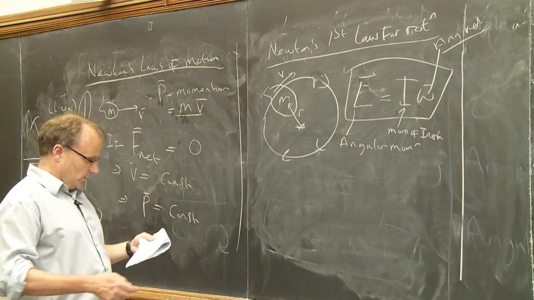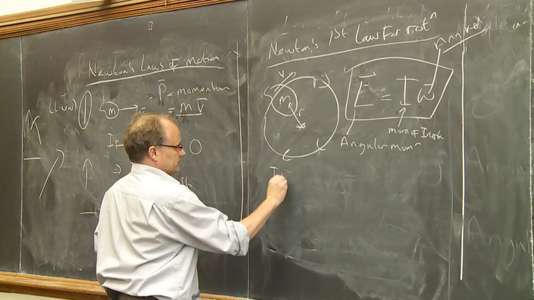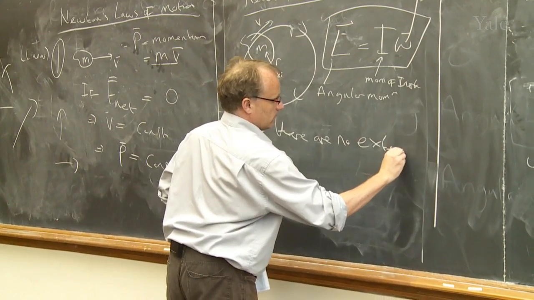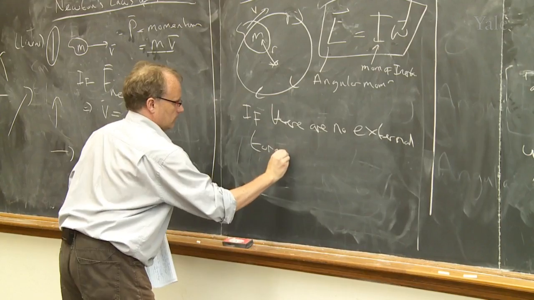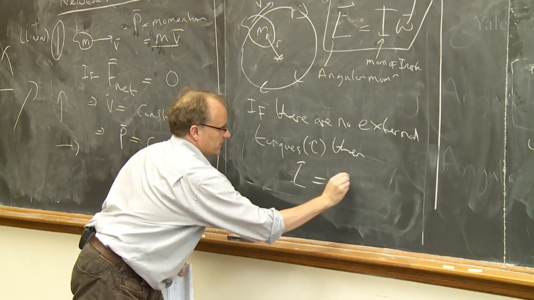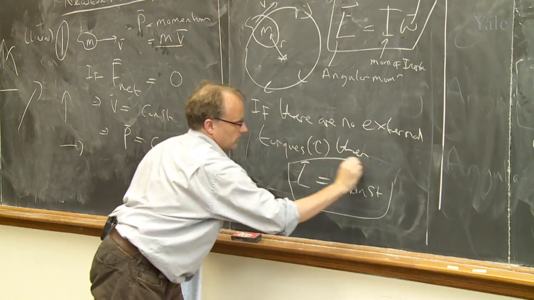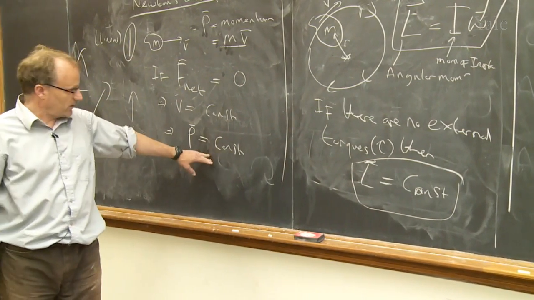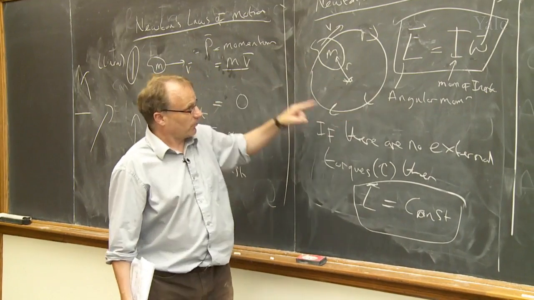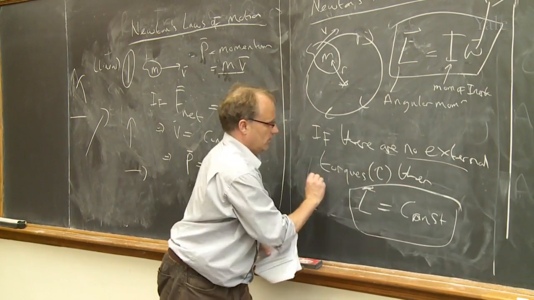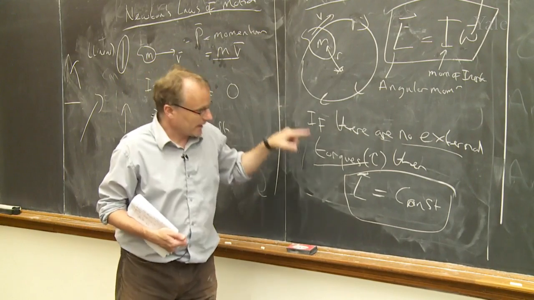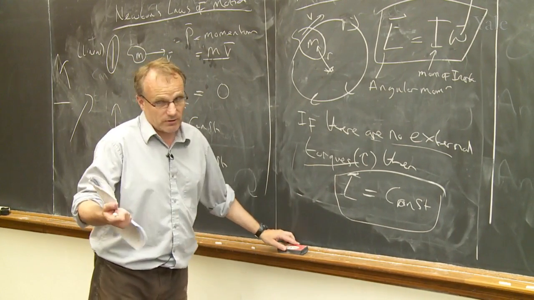Omega just replaces V. So Newton's first law would say, if there are no external torques, remember that's our tau, then the angular momentum, L, will be constant. Similar to the linear case, if there are no forces, the momentum's constant. In the rotating case, something spinning round, if there are no external torques, say if this was the Earth going around the Sun, then the angular momentum will stay constant. So the Earth going around the Sun is a good example, which I'm going to try to do here quickly.